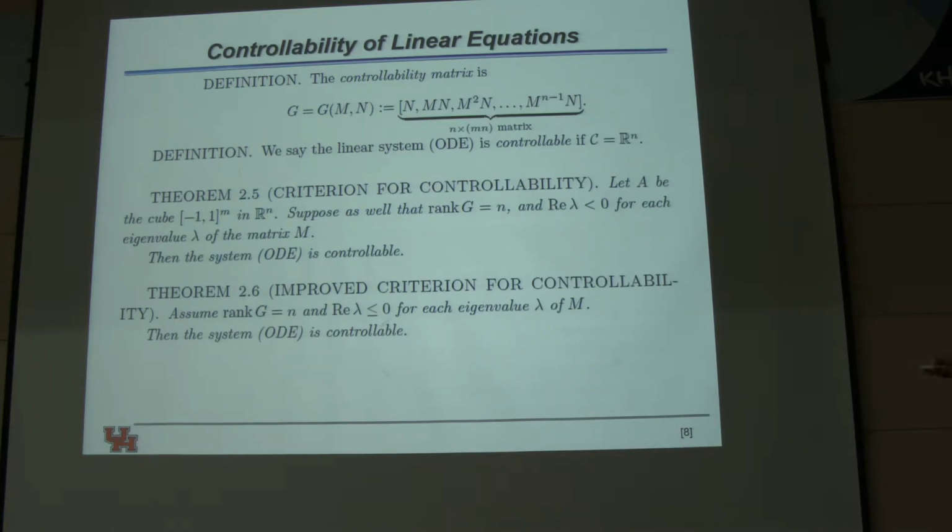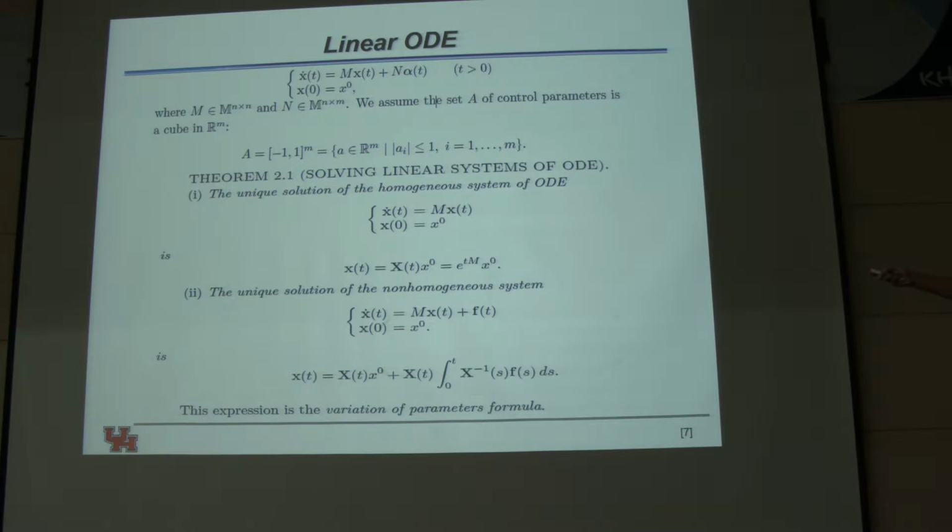Okay, then suppose you have a matrix G. Matrix G is put together this way: the N matrix, the M matrix, the M to the power 2 matrix. Remember, this N matrix is your linear matrix of X, and this M is the linear matrix of your control.